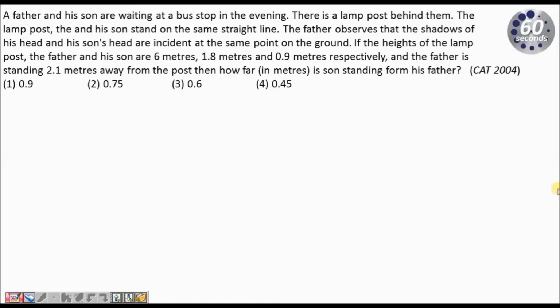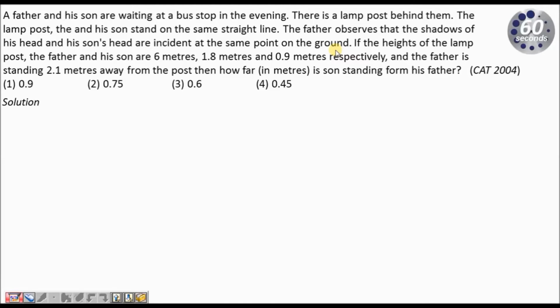So let's see. But before we solve the question, I would request you to pause the video now and try to solve the question on your own. And then once you're done, please look out for the solution. Okay, assuming that you have tried the question, let's see how we can solve this.